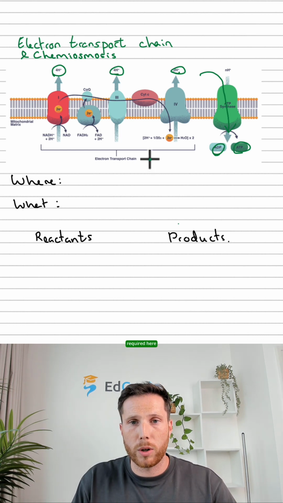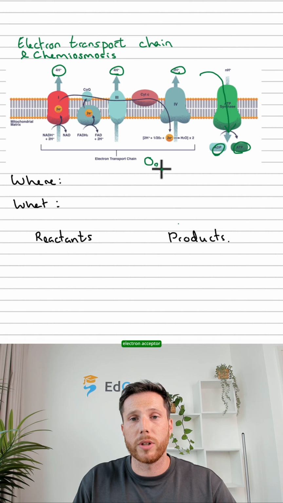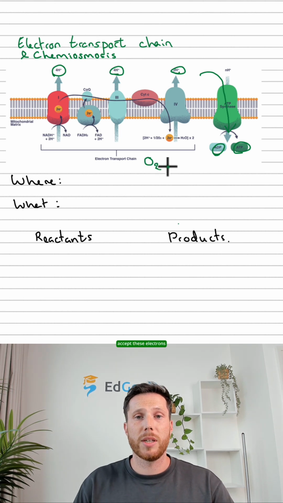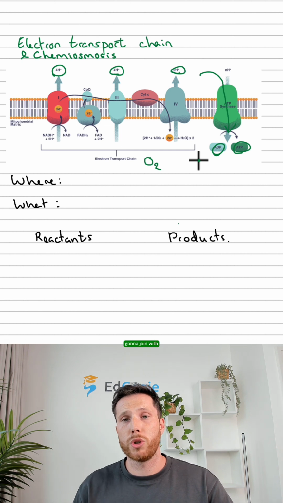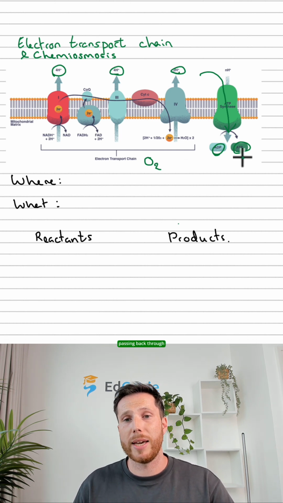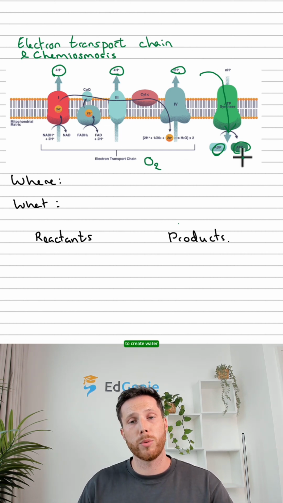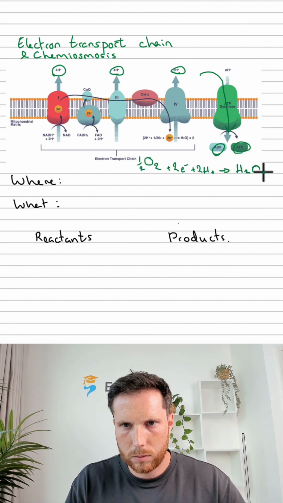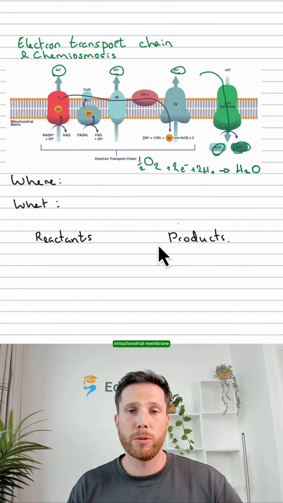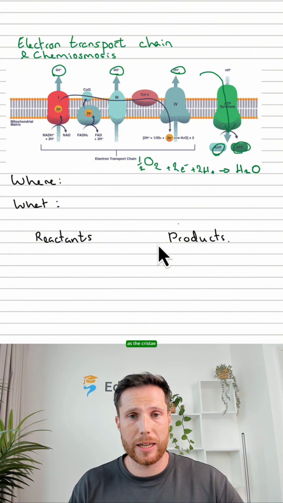Oxygen is also required here as the final electron acceptor. So it's going to accept these electrons that have been used in the electron transport chain, and it's also going to join with the protons passing back through the ATP synthase to create water, which is a waste product. That's why we need oxygen for aerobic respiration. This takes place in the inner mitochondrial membrane, otherwise known as the cristae.